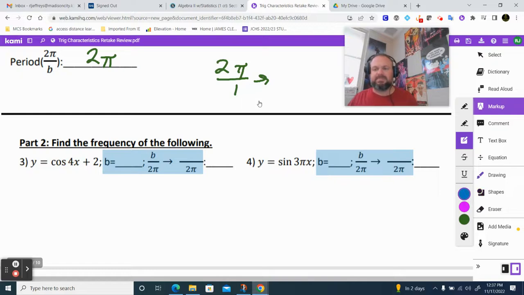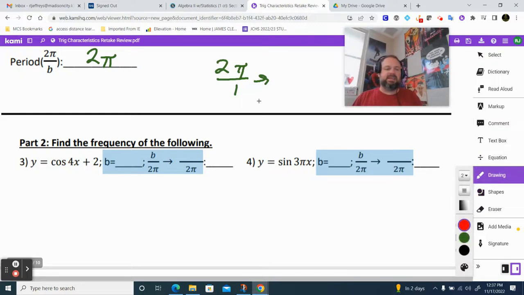So this says, all right, what's my b value for number 3? 4. So if I put 4 over 2 pi, well, 4 over 2 reduces down to 2 over 1, and then the pi is in the denominator. It stays down there. It doesn't magically go and become a whole number. Between whatever the trig thing is and x.